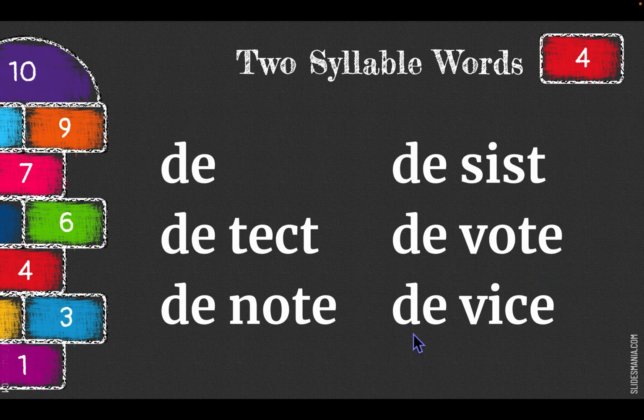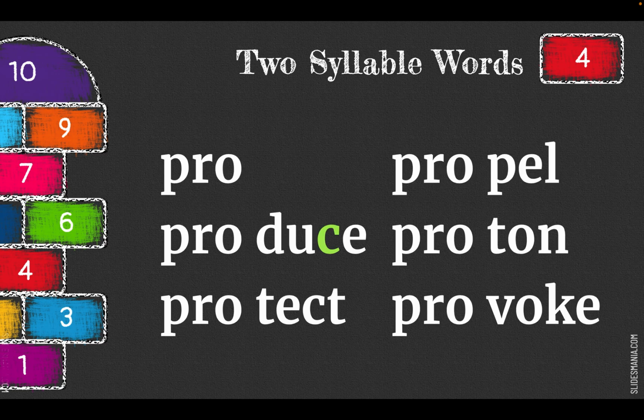Devote. De. We have a C followed by an E, so it will have the soft sound of S, and the E will make the I have its long I sound. Ice, vice, device. We can use this with some other syllables. Here's another prefix. Pro. And here are some more words starting with this prefix.